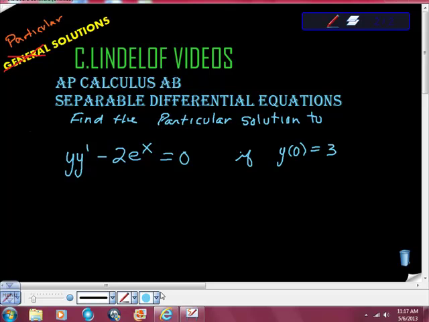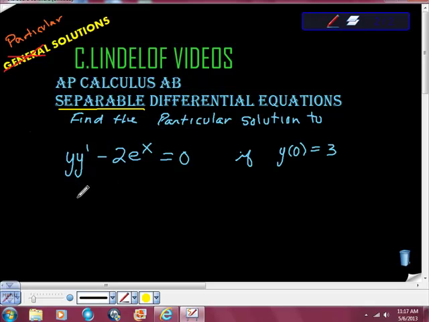We just did a video on general solutions. Now we're going to find a particular solution. I think this one's going to be really easy. It's very basic and straightforward, but I just want to show you what it looks like. If we want to find a particular solution, what we're looking for is a separable differential equation. So we're going to separate this stuff here.